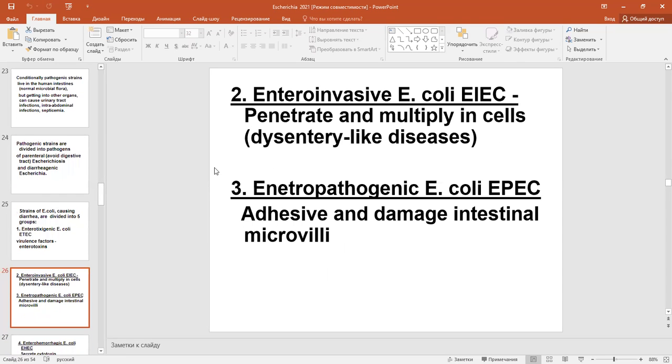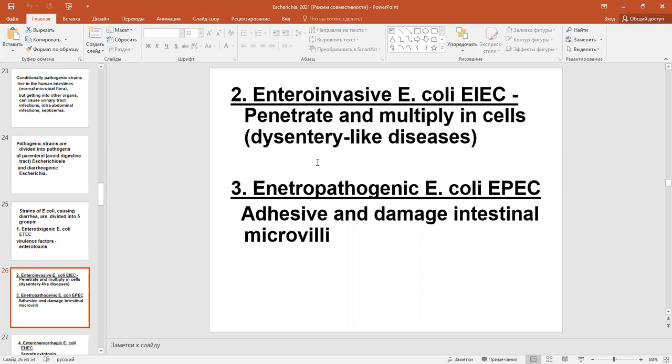Then the second group of pathogenic strains of Escherichia coli, enteroinvasive Escherichia coli, abbreviation EIEC. They penetrate and multiply in cells. The same property is shown by Shigella.